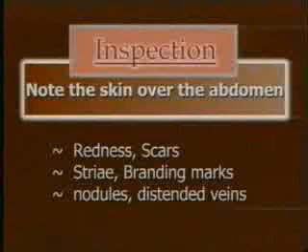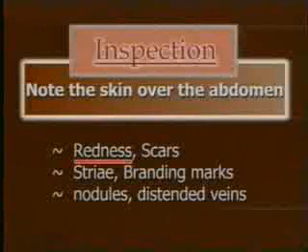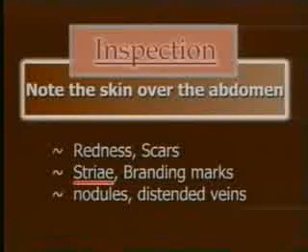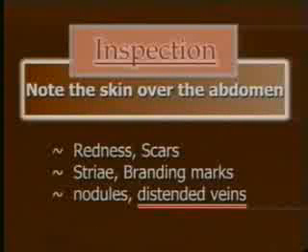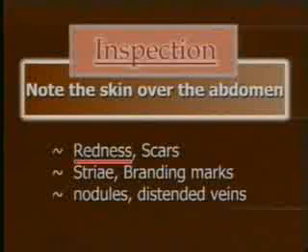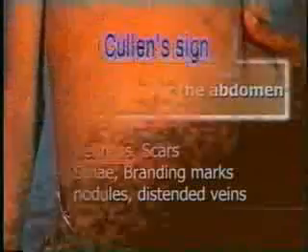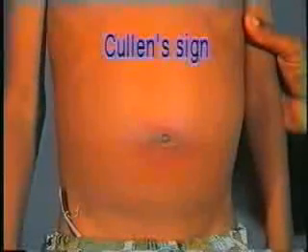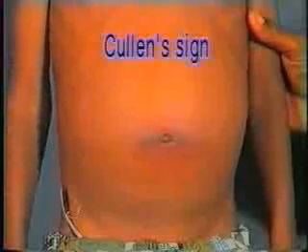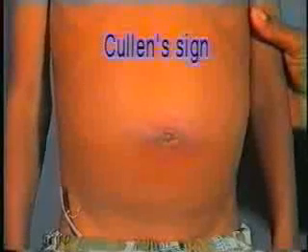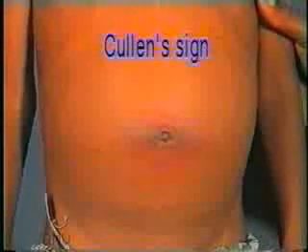Now inspect the skin over the abdomen for redness, scars, striae, branding marks, nodules and dilated veins. Redness over a lump suggests local inflammation. Redness of skin around the umbilicus in an acute abdomen suggests acute hemorrhagic pancreatitis, termed as the Cullen sign. Branding marks usually suggest presence of chronic or long-standing pain.